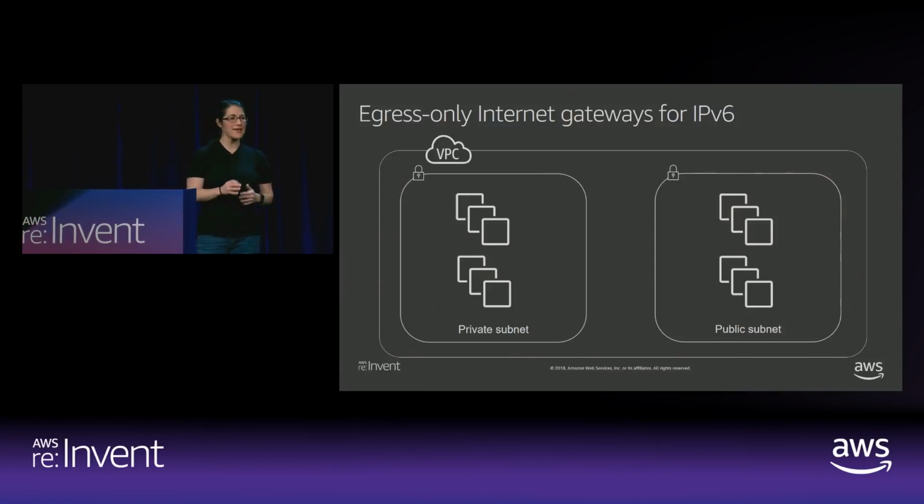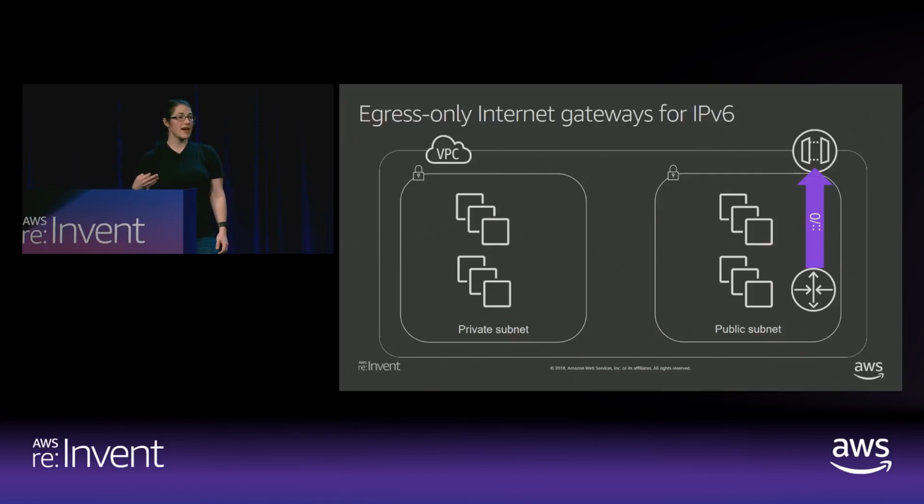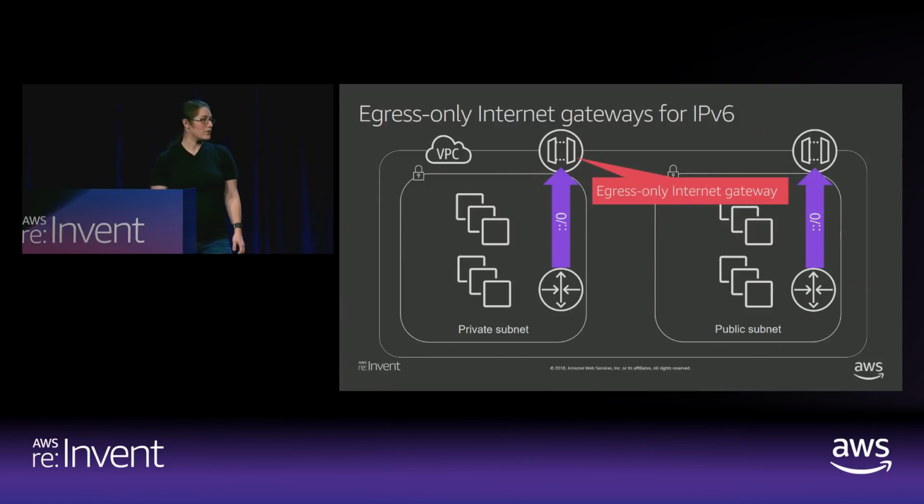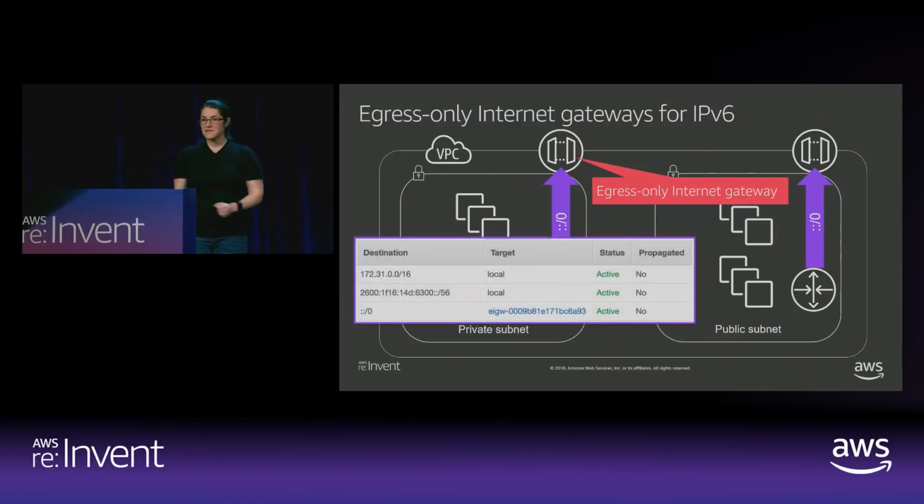IPv6 doesn't really have NAT, and the reason for that is with IPv6 you don't really have private and public addresses. They're globally unique. So in your public subnet, you would just have a normal internet gateway. What we've created here for IPv6 to achieve this kind of outbound-only behavior is something called an egress-only internet gateway. All this does is allow traffic originating in the private subnet to go out, but it doesn't allow traffic originating outside to come in. Again, you just create a route.